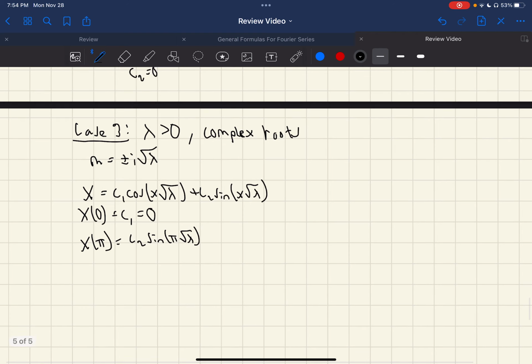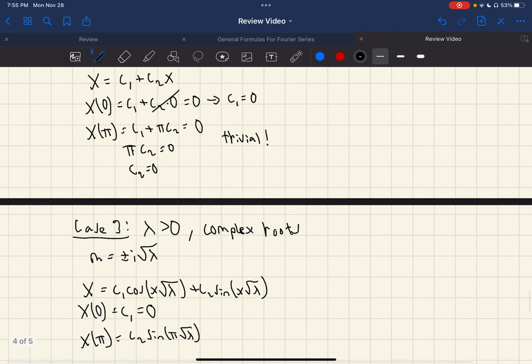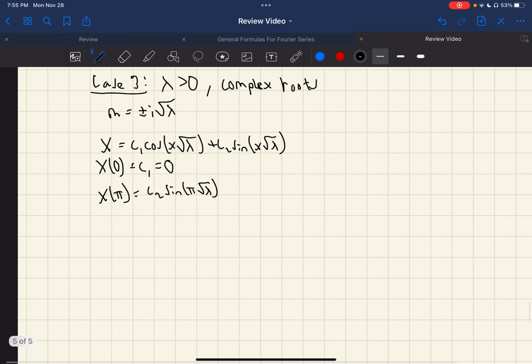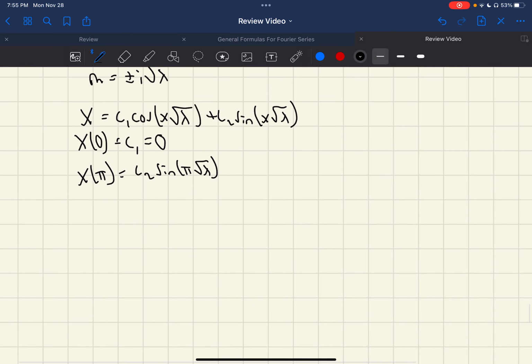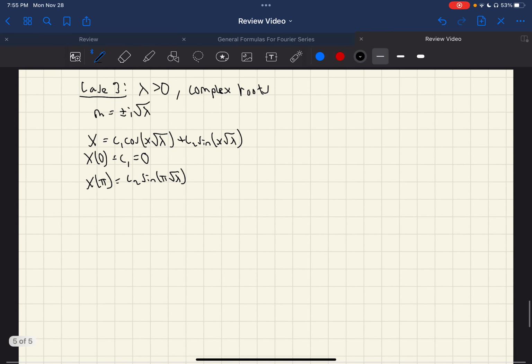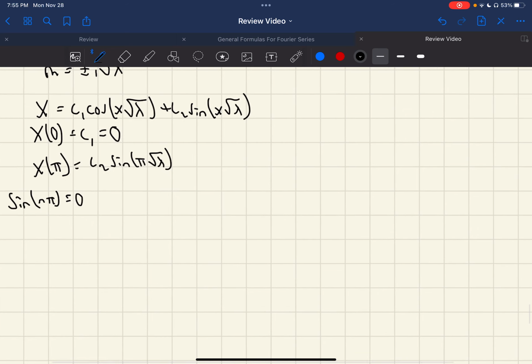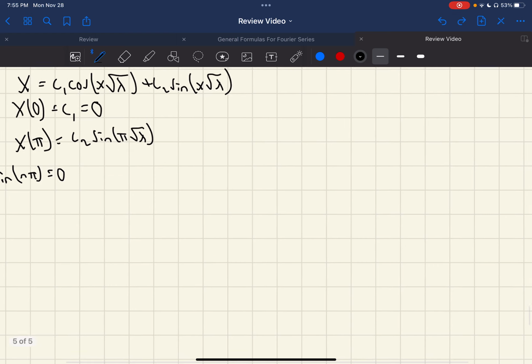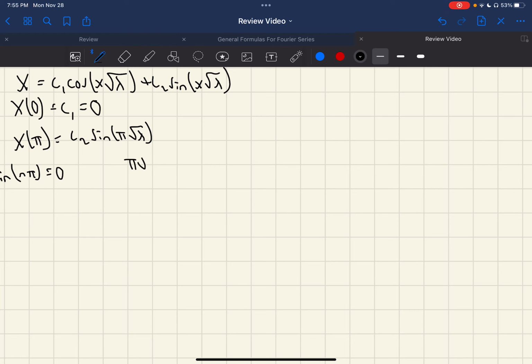So the problem is that we can't have a trivial solution again. We already had that in case 1 and 2, and we need to get eigenvalues. So what we know about sine is that sine of n pi for all integers n is equal to 0. So we need to find an eigenvalue that makes the sine function 0. So what we do is we take the inside of the sine function and set it equal to n pi.